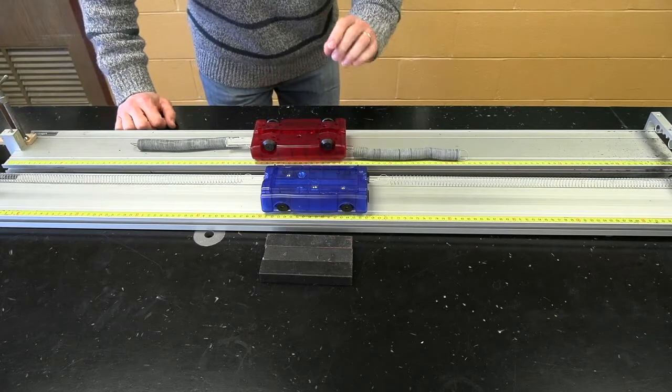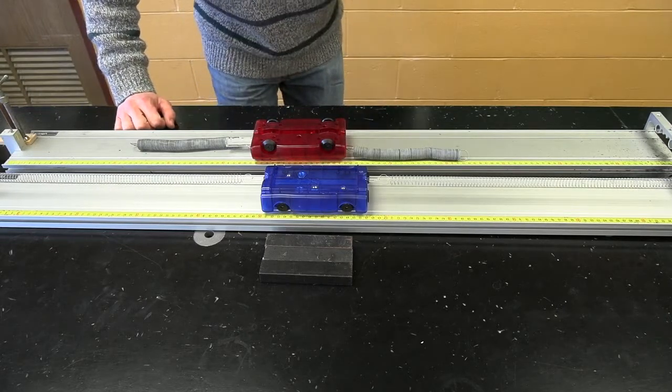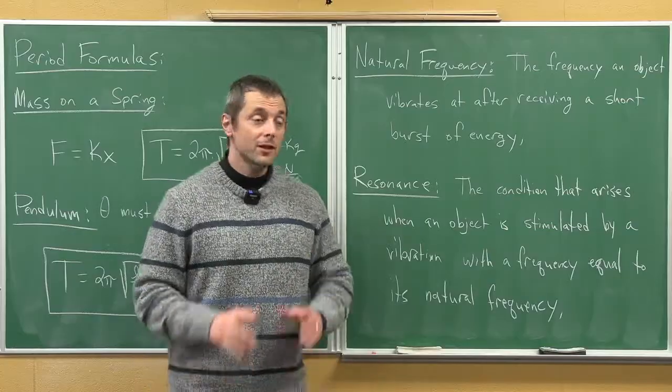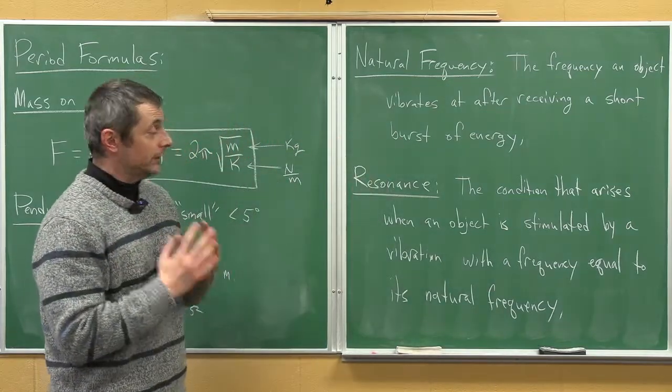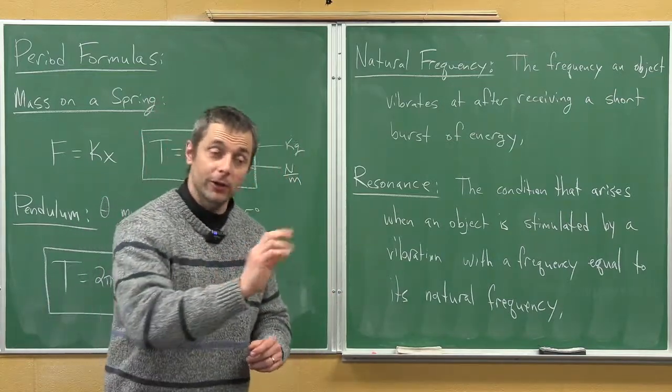So resonance in structures is often a bad thing. I'll talk more about that. But let's go back to the board to summarize with some notes. So natural frequency: the frequency an object vibrates at after receiving a short burst of energy. Like when I shoved the car and then it just oscillated all on its own.